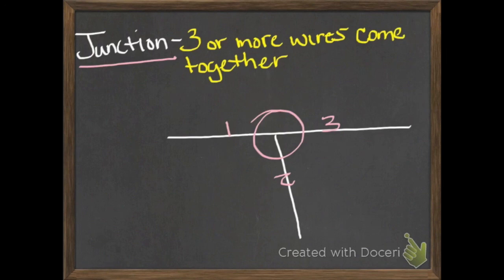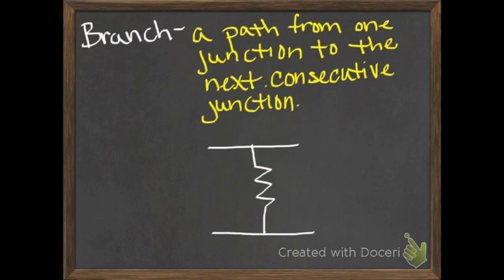The next part of a parallel circuit that we need to look at is called a branch. A branch is a path from one junction to the next consecutive junction. So if you look on this, you have 3 wires connected there, and then you follow the path, and you end up with 3 wires connected here. So that would be a branch. That is the path.